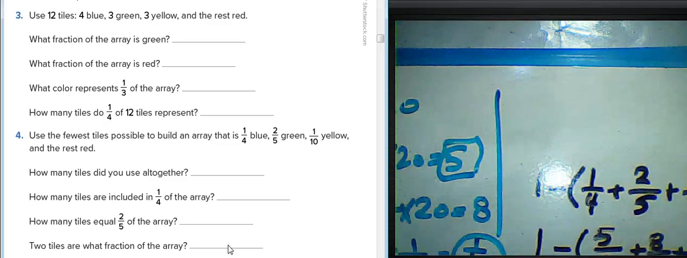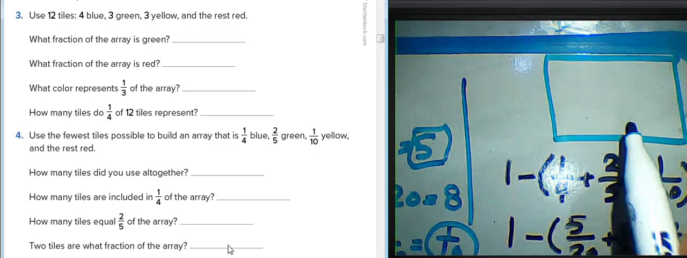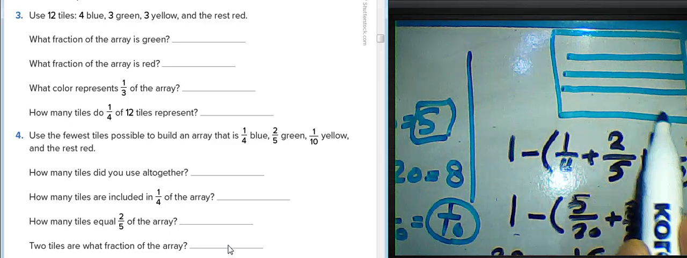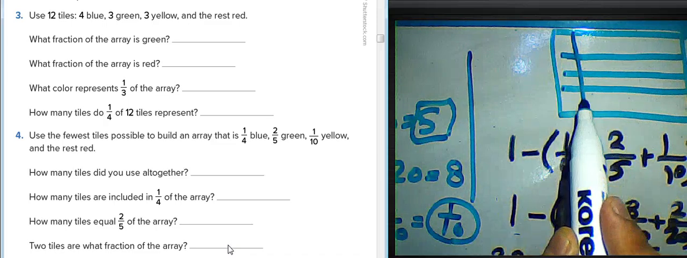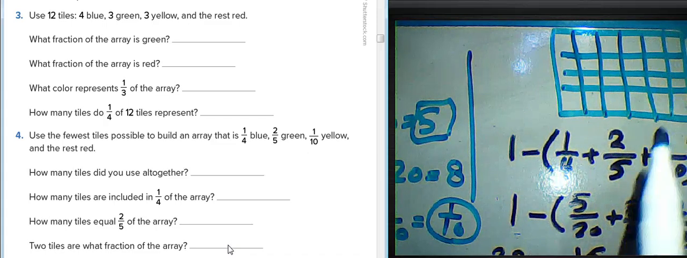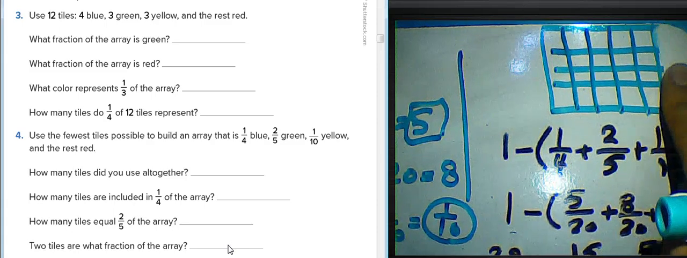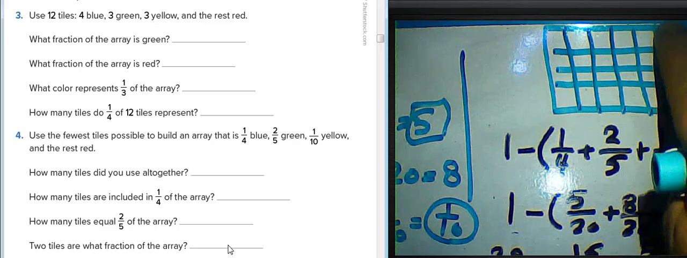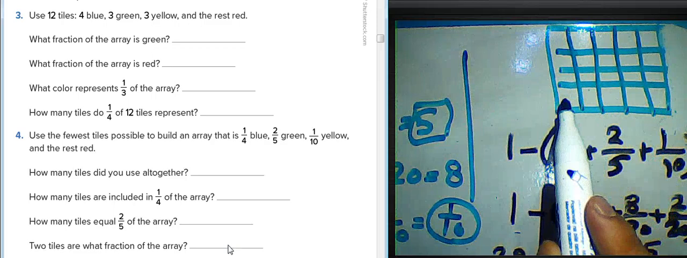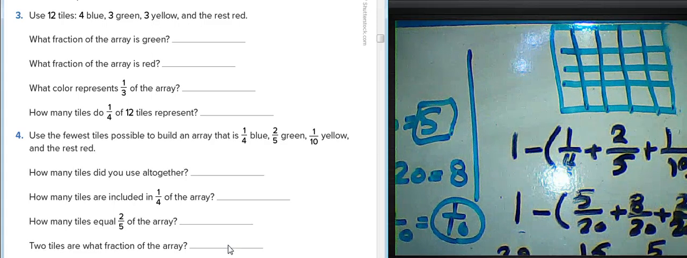And what about drawing? You can draw a rectangle and divide it into 1, 2, 3, 4 parts here and 5 vertically. 1, 2, 3, 4, 5. Okay, such as this figure. We have 20 parts here.